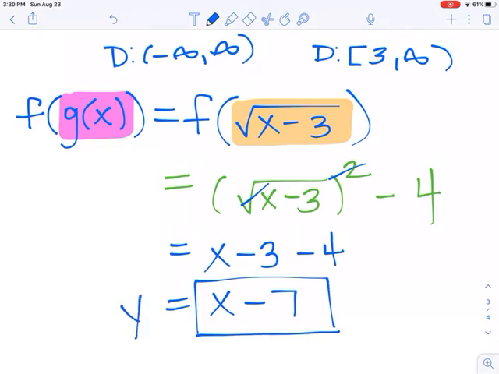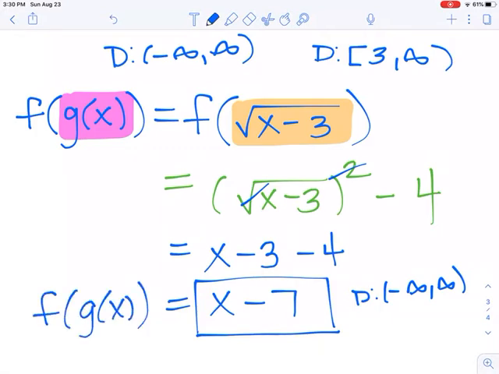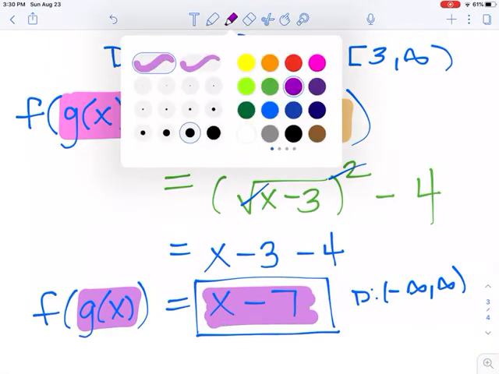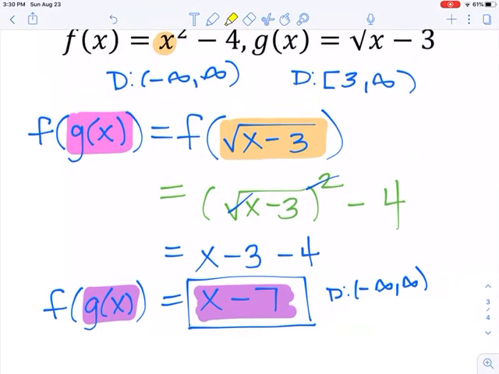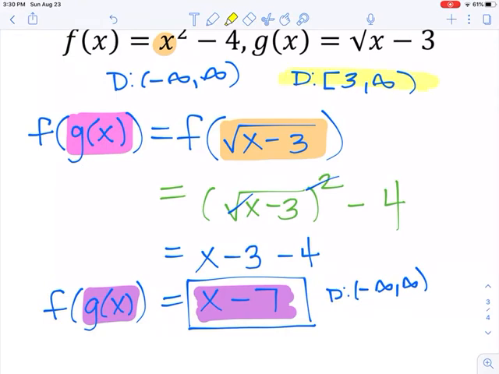Okay, now if we were going to talk about the domain of just y equals x minus 7, we know that that is a linear function, and so its domain would be all real numbers. But this really isn't just y equals x minus 7. This is a composition. This is f composed with g of x. And it's important to remember that when we go through compositions, we plug inside first. And so the domain of the inside is also going to affect the domain of this outcome right here.